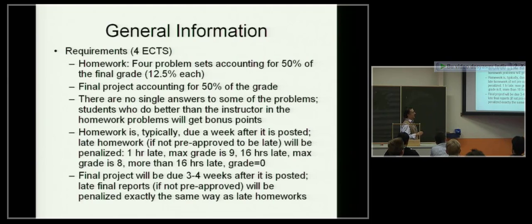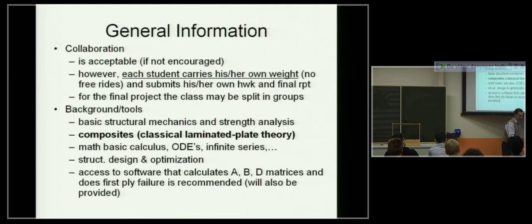If you are 1 hour late, then the maximum you can get is a 9 out of 10. If you are 16 hours late, the maximum grade is 8, and if you are later than that, the maximum grade is 0. The final project will be due 3 to 4 weeks after it is posted, and again, that might vary a little bit, and there are no late final projects. If you're late, then the same system holds as for the homework.